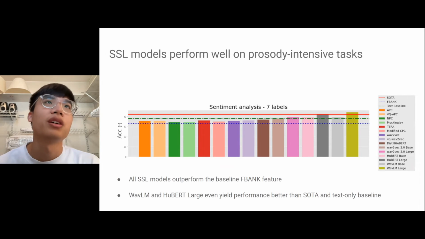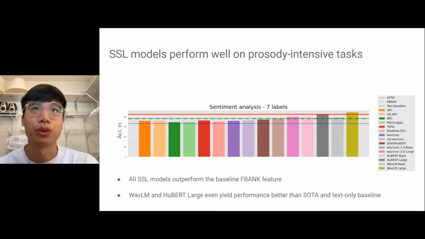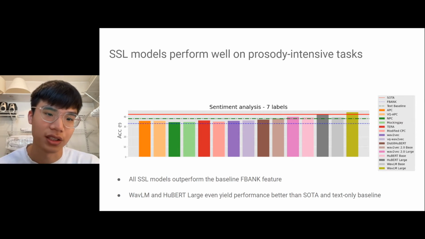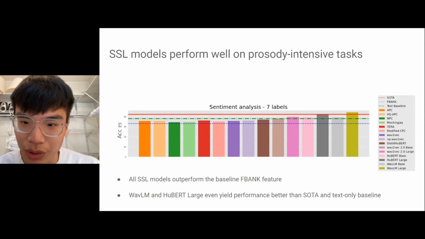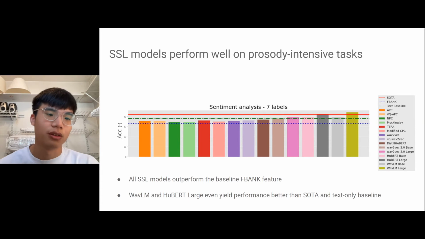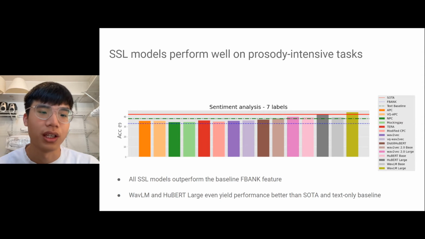We found that self-supervised models performed very well on the prosody-intensive tests. This is the result of the sentiment analysis test. The red line is the SOTA performance from a previous paper using only audio, the green dotted line is the text baseline, and the blue dotted line is the FBank feature baseline. We can see that all the self-supervised models outperform the baseline FBank feature. WavLM and HuBERT Large even yield performance better than the SOTA and the very competitive text-only baseline.